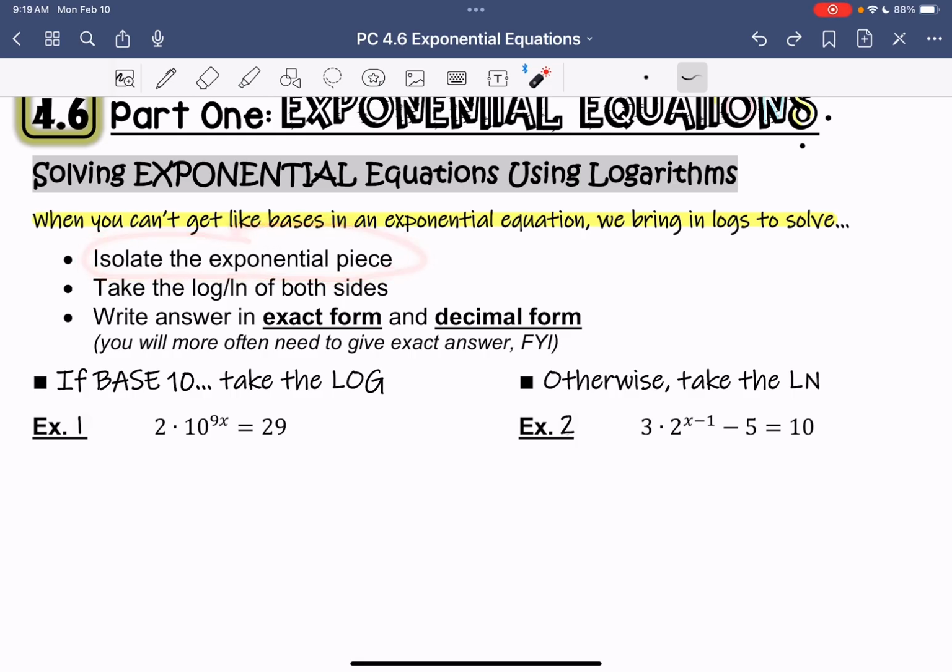piece, okay? We're either going to take the log or natural log of both sides, and in this class, we always want to write our answer in exact form, typically. Decimal form if we have some type of application or word problem. Okay.